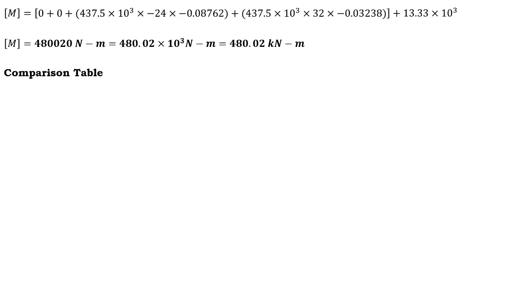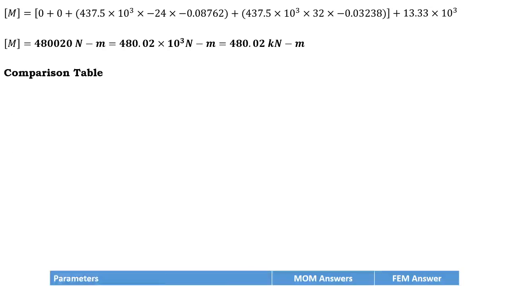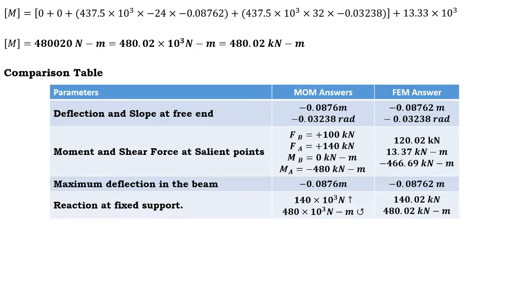Then now we can do the comparison of what we have done with mechanics of materials and FEM. So these are the four parameters we have calculated. When I come to the mechanics of materials, the deflection is 0.0876 meter and my slope is 0.03238 radians. So if you see the values in FEM, I obtained the same thing.